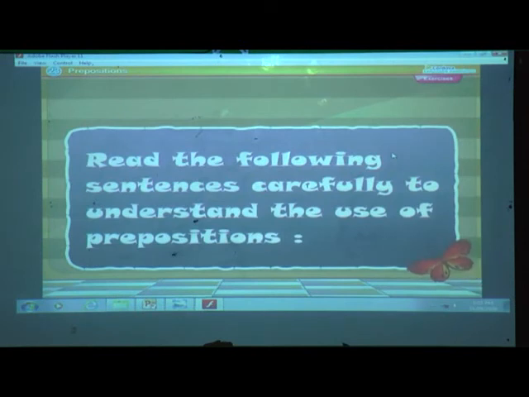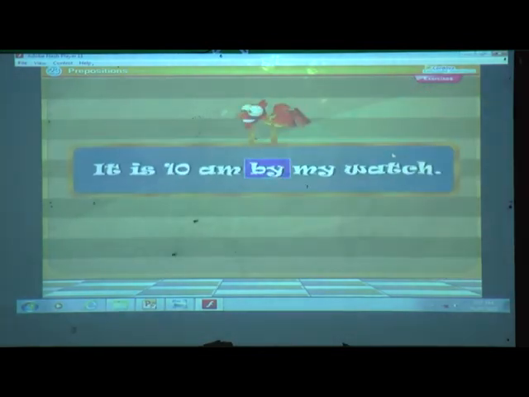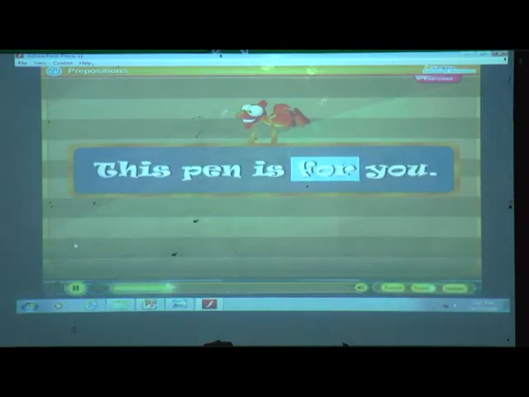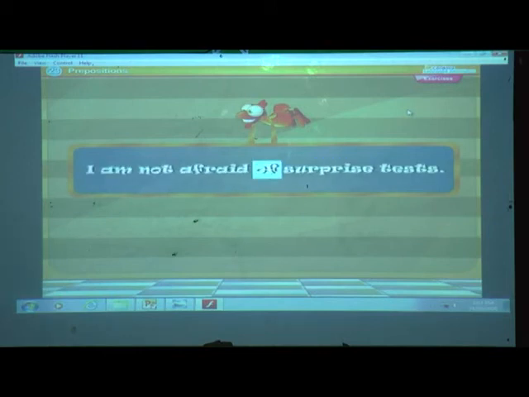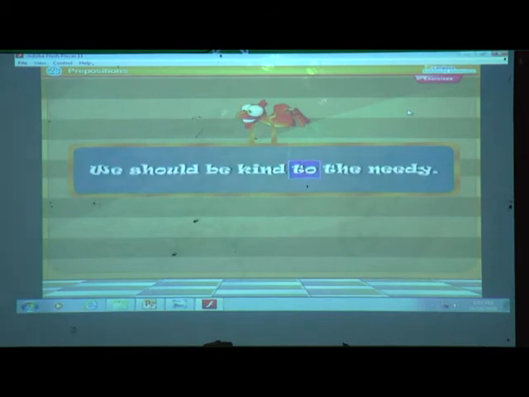Read the following sentences carefully to understand the use of prepositions. It is 10 a.m. by my watch. She is suffering from infection. This pen is for you. She sat at the table to read. The dress is made of cotton. I am not afraid of surprise guests. We should be kind to the needy. I went to school with my daughter.